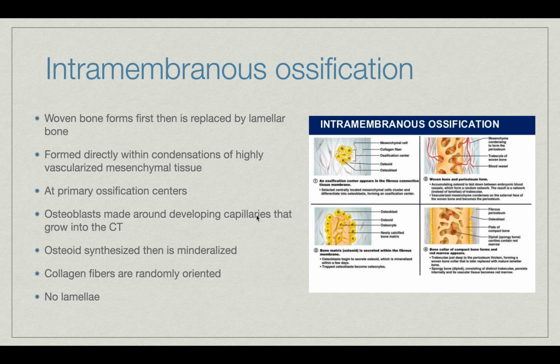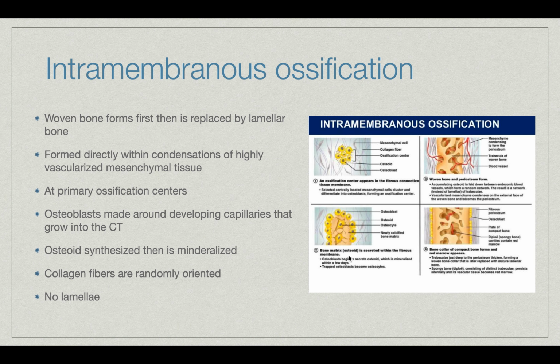Osteoblasts will grow around, they will develop the capillaries, and that will grow into the connective tissue. Osteoids are synthesized and then mineralized, and the collagen fibers are arranged haphazardly, and there are no lamellae quite yet. So here you go, there are the steps: the mesenchymal cells, the collagen, and here's the ossification center, and it forms the osteoid, and then inside are the osteoblasts. And then, one and then two.